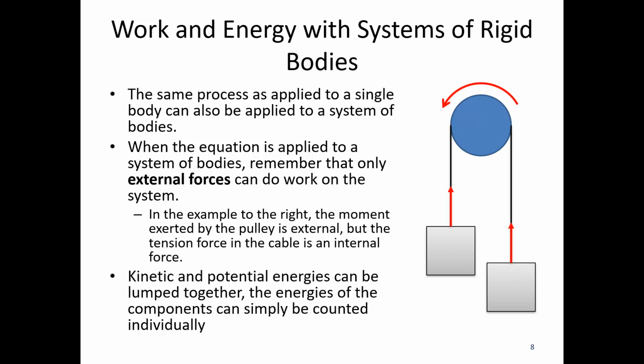I do have to worry about the kinetic and potential energies, and these can be lumped together, so I could figure out the entire mass and the entire velocity of the system, or I just add them up together. So I've got two boxes, I might have an initial and final kinetic energy for each of those, as well as a change in gravitational potential energy for each of those. Just add them all in piece by piece into your one equation. All right, so that's how we deal with systems of bodies with work and energy.